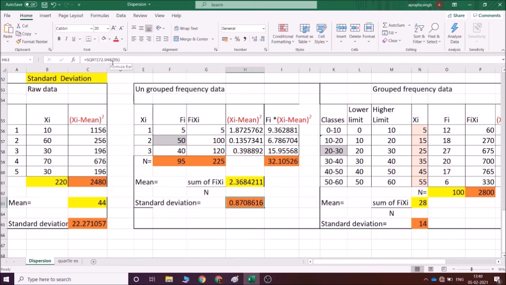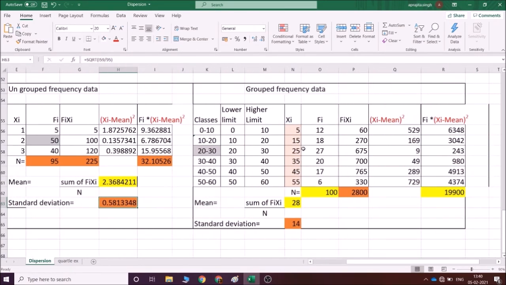So over here, let me see what I get. 72. Just a moment, there is an error here. This is this value, divided by 95, and the square root of it. And in case of grouped frequency distribution, how do we go about it? The same way, only the difference is you have to find the class mark. The rest of the procedure is exactly the same. This is how you find the standard deviation.